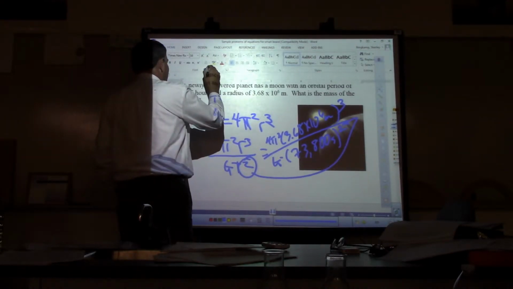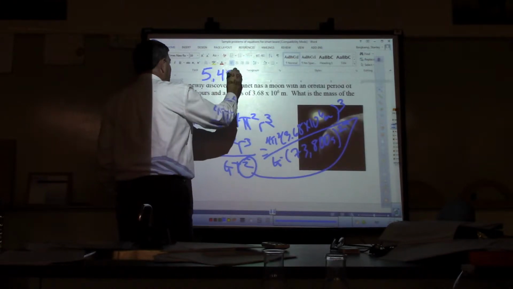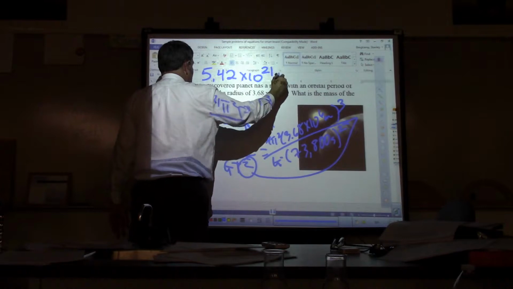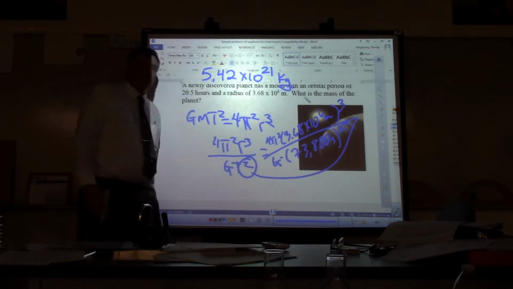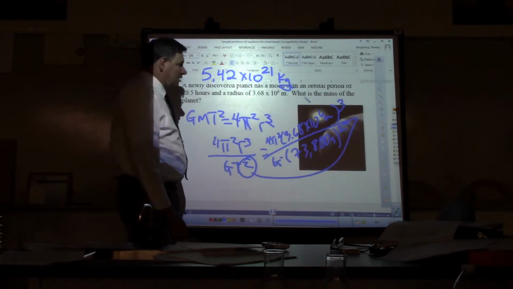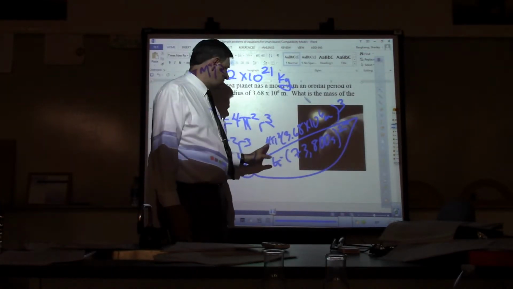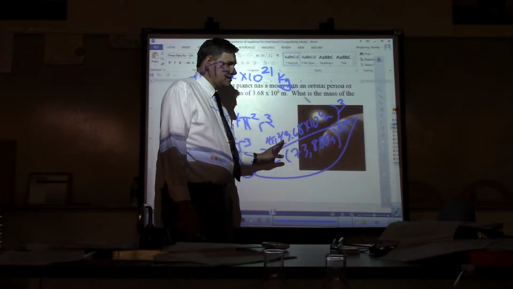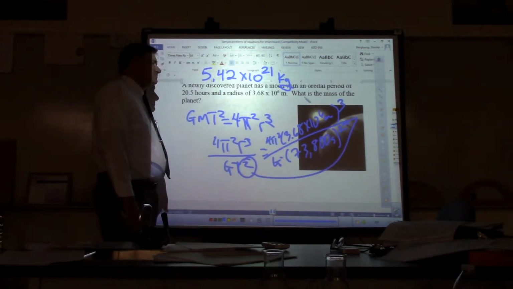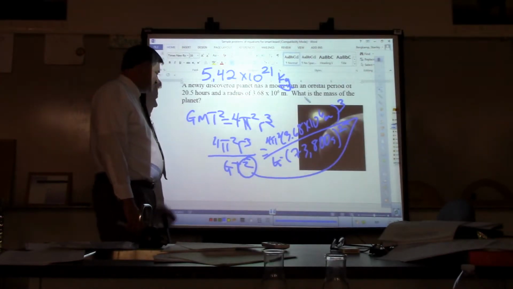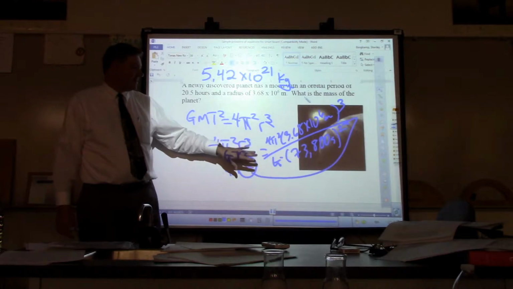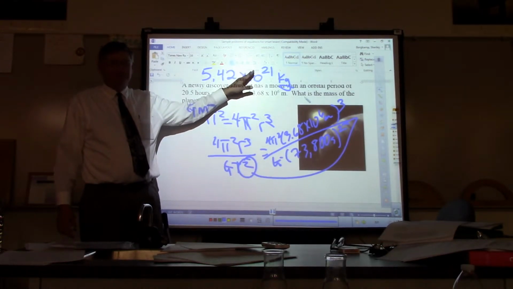5.42 times 10 to the 21st. That's what I got. 5.42 times 10 to the 21st. Are you cubing just the radius or that whole top number? No, you're just cubing the radius, because this is 4 pi squared. Oh shoot. Okay.